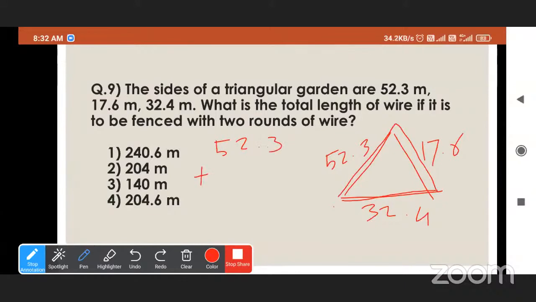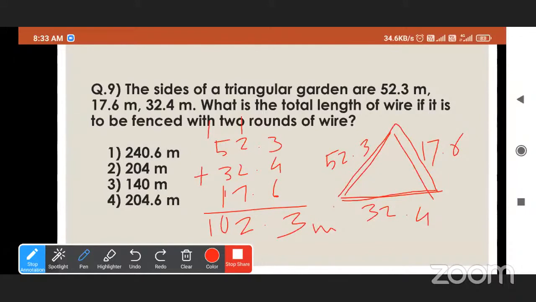So we will add 52.3 plus 32.4 plus 17.6. 3 plus 4, 7. 7 plus 6, 13. 1, 2 plus 2 is 5. 5 plus 2 is 7. 4 plus 1, 5. 5 plus 7, 12. 1 plus 5, 6. 6 plus 3, 9. 9 plus 1 is 10. So the perimeter of this triangle is 102.3 meter.